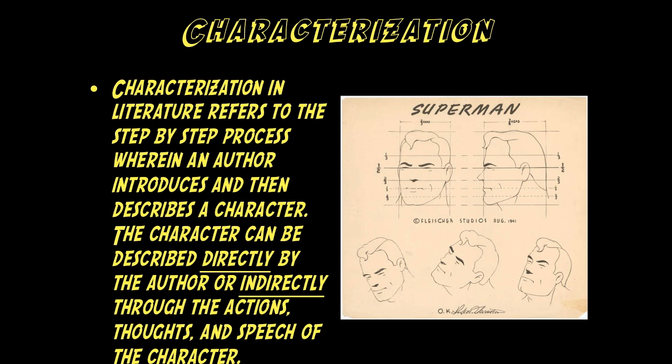Then we have characterization. Characterization in literature refers to the step-by-step process wherein the author introduces and then describes a character. The character can be described directly by the author or indirectly through the actions, thoughts, and speech of the character. Now, how you can think about this is, directly is whenever the author just outright tells you what the character's like. Indirectly is when you have to kind of piece it together for yourself as a reader.